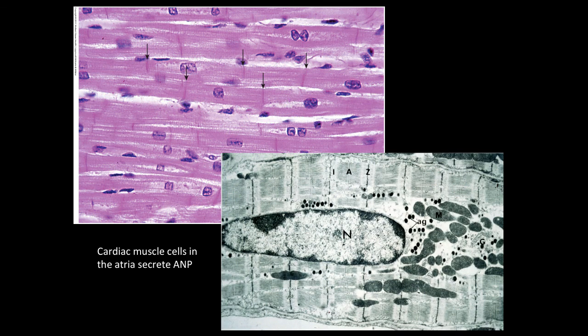At an electron microscopic view, you can see a cardiac myocyte, and you can see these secretory granules. Remember, cardiac muscle cells in the atria secrete atrial natriuretic peptide.